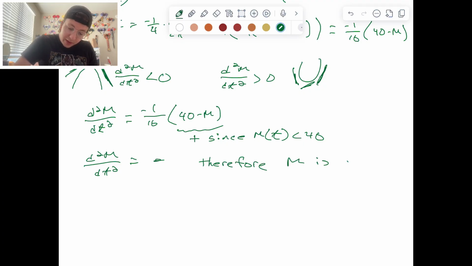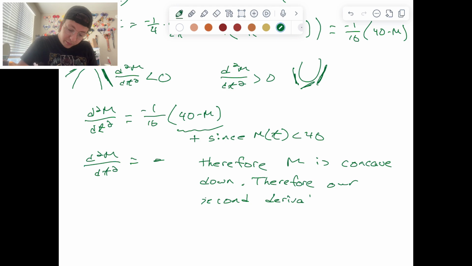Therefore, m is concave down, therefore our tangent line is an over approximation.